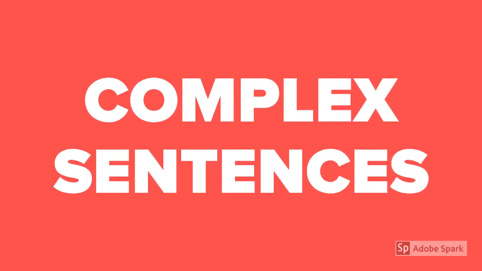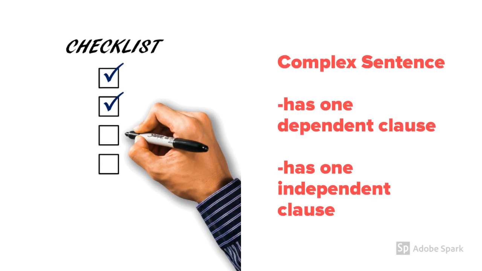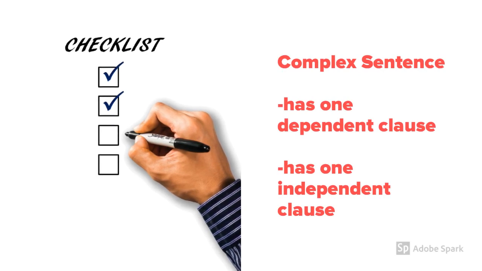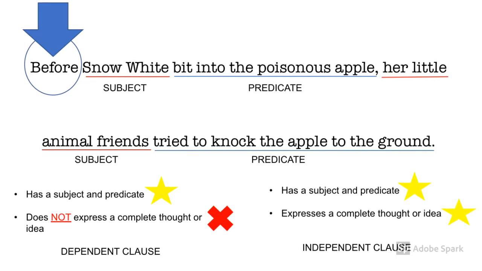A complex sentence allows us as writers to give more information about a subject. For example, it might allow us to explain what happened before Snow White bit into the poisonous apple. A complex sentence usually has one dependent clause and one independent clause. A complex sentence might look like this: before Snow White bit into the poisonous apple, her little animal friends tried to knock the apple to the ground.